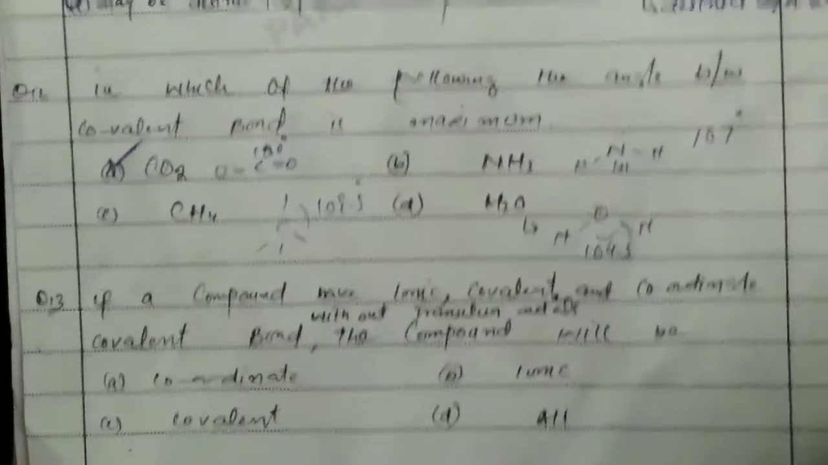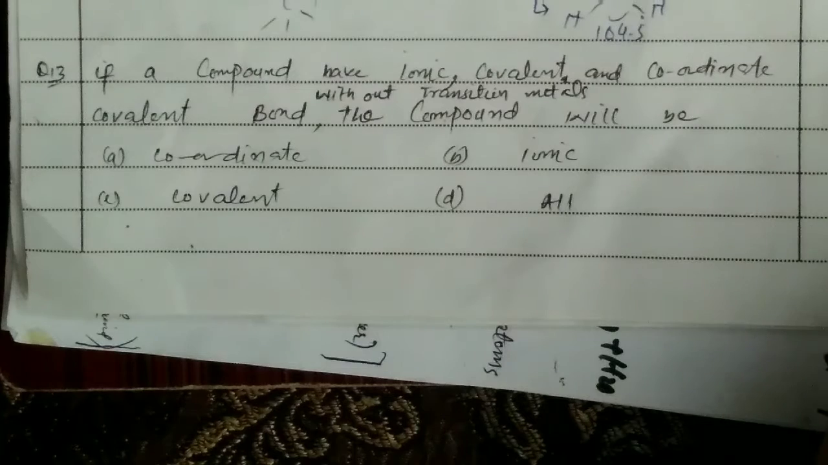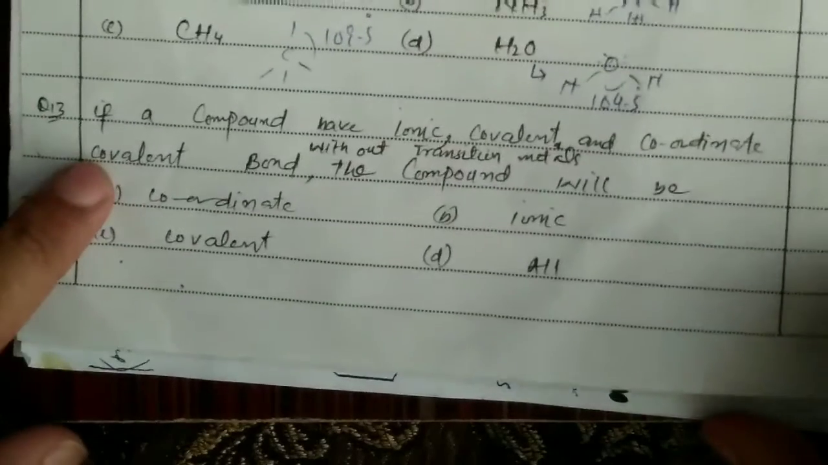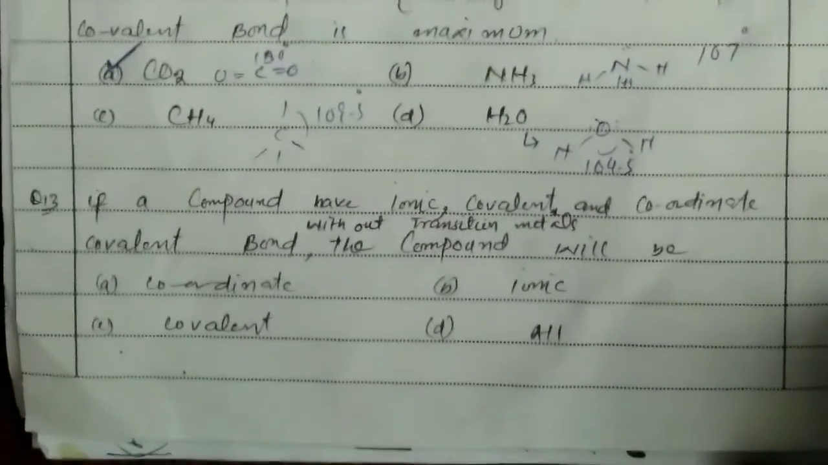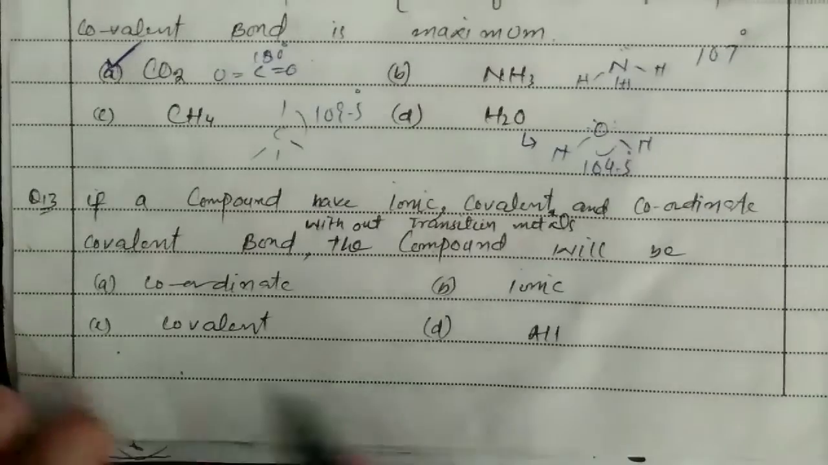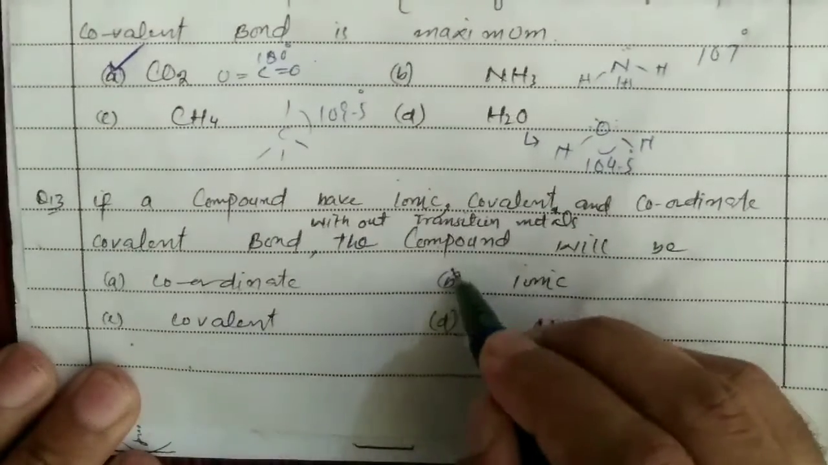Now consider question number 13. If a compound has ionic, covalent and coordinate covalent bonds without a transition metal, the compound will be... For example, we have a compound which has ionic bonds, covalent bonds and coordinate covalent bonds, and there is no transition metal, meaning it is not a complex compound. Then what will be the nature of the compound? Will it be ionic, covalent, or coordinate covalent, meaning almost covalent? So coordinate, no; ionic, yes. Remember, the compound will be ionic.